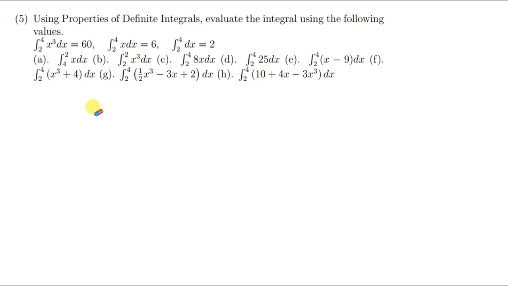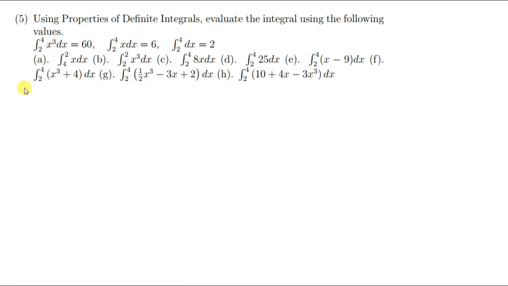So in this tutorial we're going to discuss how we can apply the properties of definite integrals to evaluate the integrals that you're seeing on the screen. So I've been given that the integral of x cubed with respect to x on the limits from 2 to 4 is equal to 60, and then we also have the integral of x on the same limits 2 to 4 with respect to x is equal to 6. Then we have the integral of 1, or you can just say the integral of dx on the same limits is equal to 2.